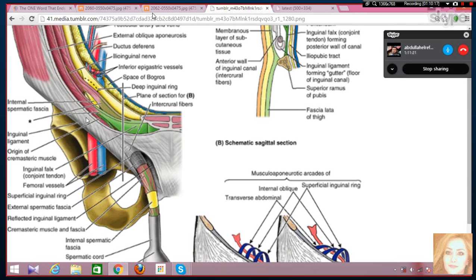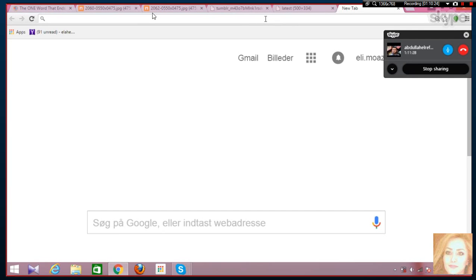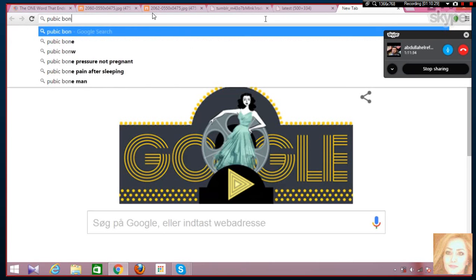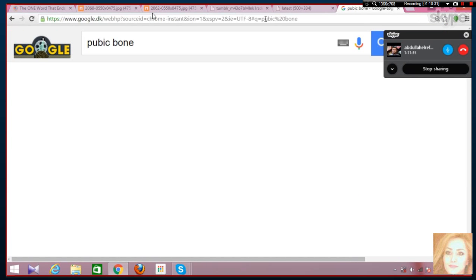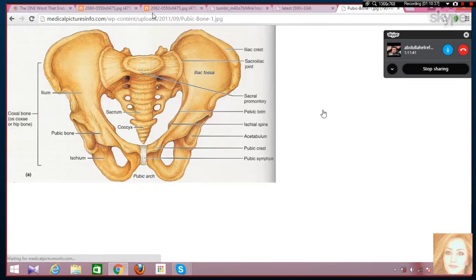What is the floor? The floor is bone. Which bone? The pubic bone. Which part? So inferiorly, we said the inguinal ligament, it's from here to here, right? So inferiorly, you have parts of the pubic bone, the iliopubic crest, the lacunar ligament, it's somewhere here. And you have the inguinal ligament.